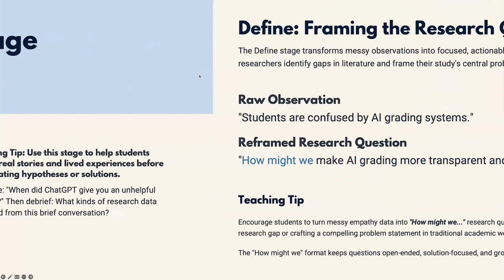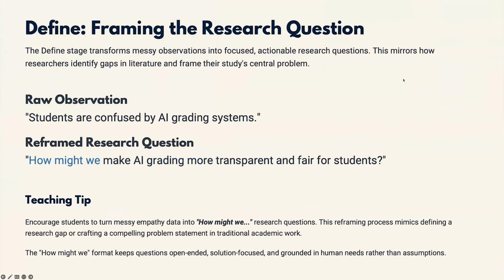The next stage is to take that and transform what you are hearing from your community into a research question. So the example I'm going to be using is AI grading systems. So let's say that based on a conversation my students have had with each other in class, they have identified that they have a real problem with their instructor using AI to grade their assignments. And so we want to reframe that as a research question. How might we make AI grading more transparent and fair for students? And this is now the question that they need to be addressing through their design thinking methodology.